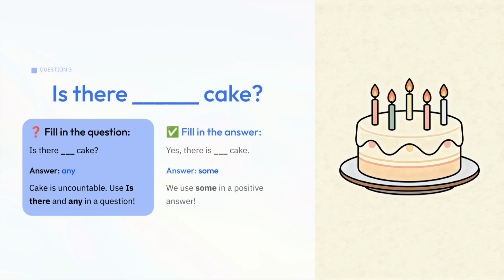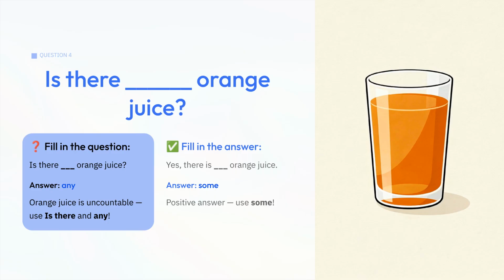Question 3. Is there any cake? Cake is uncountable. So we say, is there any cake? Now the answer. Yes, there is some cake. Positive answer. Use some.